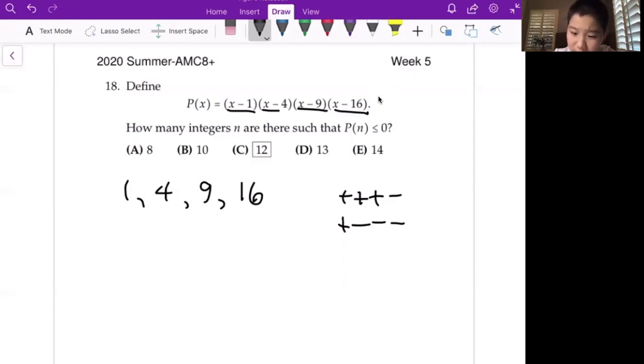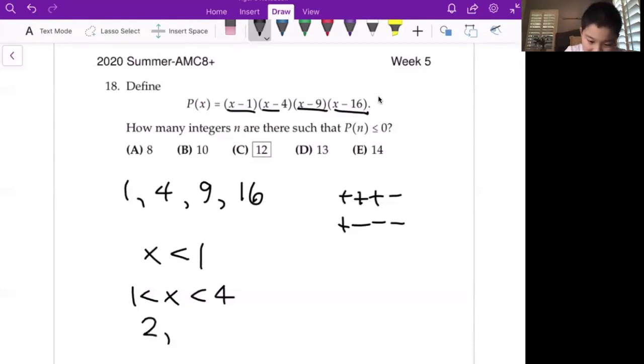So how are 3 of them positive and 1 of them negative? Let's see. If x is less than 1, all of them are negative, right? If x is between 1 and 4, then 3 of them are negative and 1 of them is positive. Well, that's what we want, so we can add those two cases, 2 and 3, in there. So 1, 4, 9, 16, there's 2 and 3.